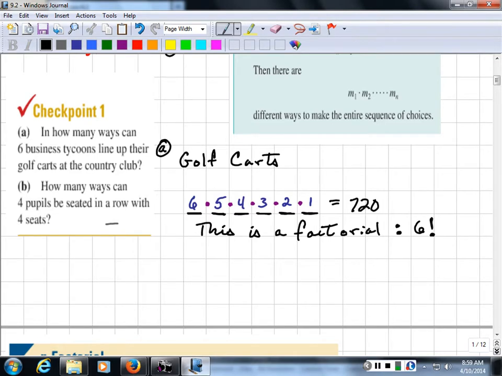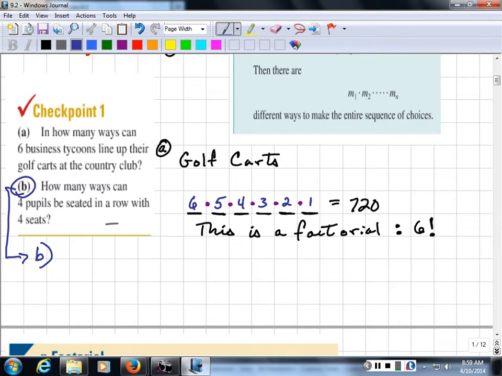Okay, so let's look at part B right here. How many ways can 4 pupils be seated in a row with 4 seats? So you think you do 4 plus 4? Not 4 plus 4. 4 times 4? No. 4 times 3 times 2. How many seats do I have? 4. You're not adding the people. No, because I'm taking the people and I'm planting their butts in a seat. So there's 4 seats that I want to arrange.